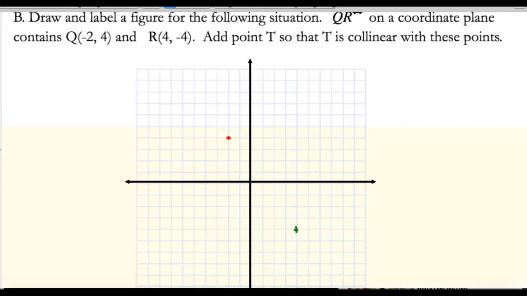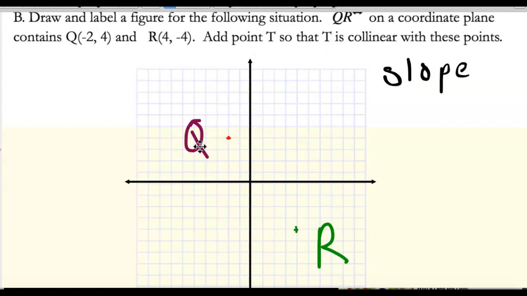The first one gives us a situation where they want us to add a point T that is collinear. So I've gone ahead and plotted those 2 points. I have point Q, which is right here, and I have point R, which is down here. They want us to find another point on that line. Well, one of the easiest things to do would be to calculate the slope.